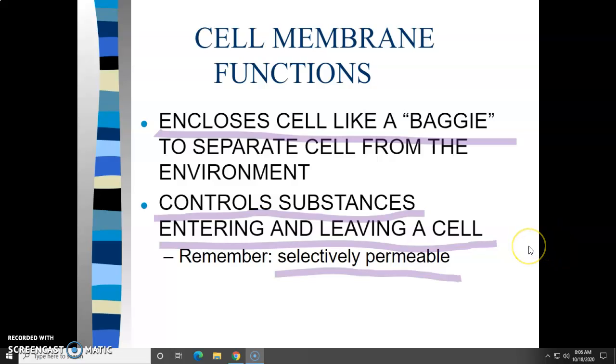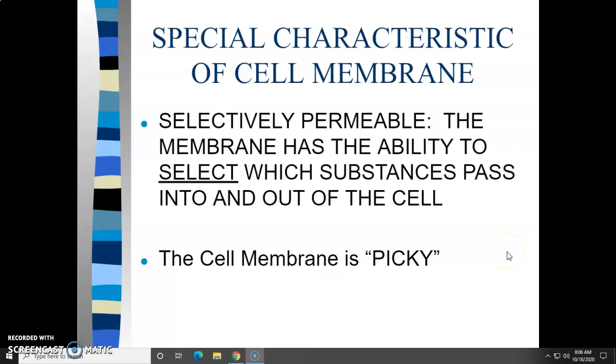Now, this is a very special characteristic. So besides special characteristic, I want you to write that it's selectively permeable. So it's kind of picky. It has the ability to decide what comes in and what comes out. And that can change from moment to moment. It might let water in here for a little while and then, nope, don't need any water right now. It might let sodium chloride in, just depending on the cell and its needs. It will let certain things in and certain things out, depending on what's best for the cell at the time.